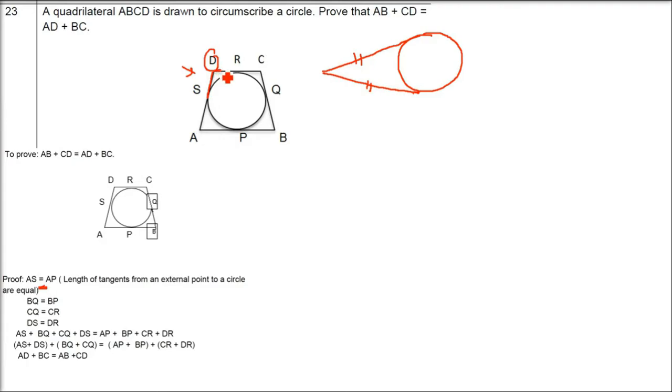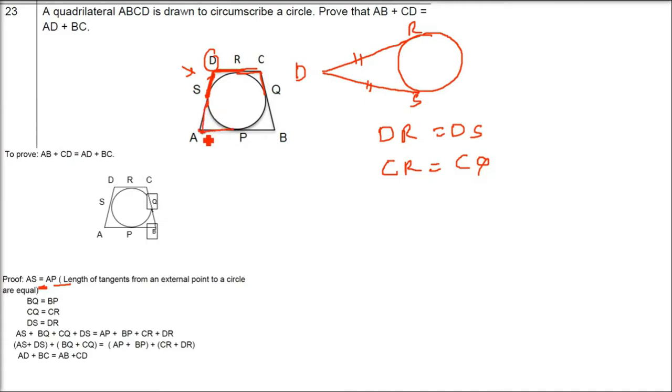DR and DS are the tangents. So DR will be equal to DS. What I am trying to suggest here is DR is equal to DS. So we have 4 relations of this type. You have to write properly: lengths of tangents from an external point to a circle are equal. So DR equals DS, and with the same logic, CR will be equal to CQ. It doesn't matter if you write RC or CR.